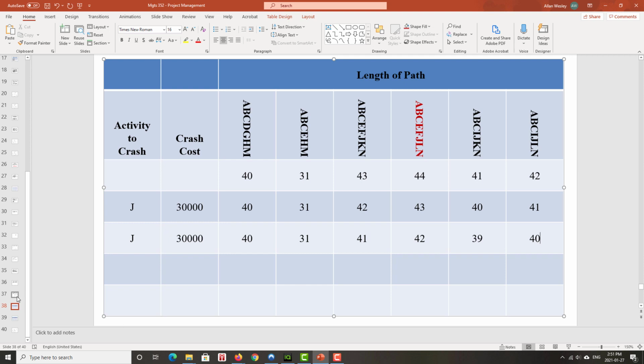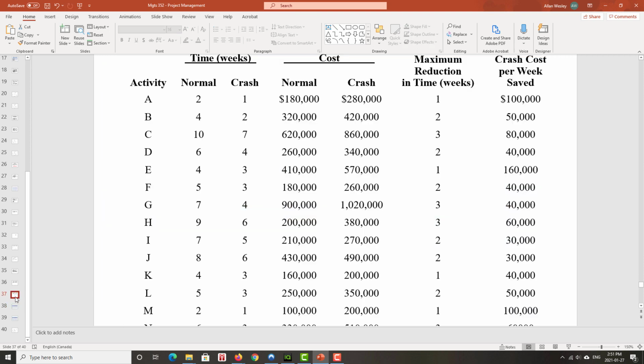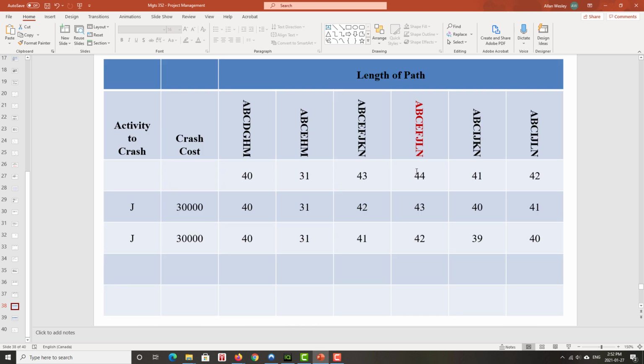Now, we're remembering there was an activity, one of those activities wasn't too bad, so we're done with J. J is set. We can't crash J any further. We've crashed it 2 weeks. That was the maximum amount we could crash it, so we're done with J. So now we look at the next activity. And when we were going through here, we noted that F was 40,000. So F was the lowest that we had from before. So now let's crash F.